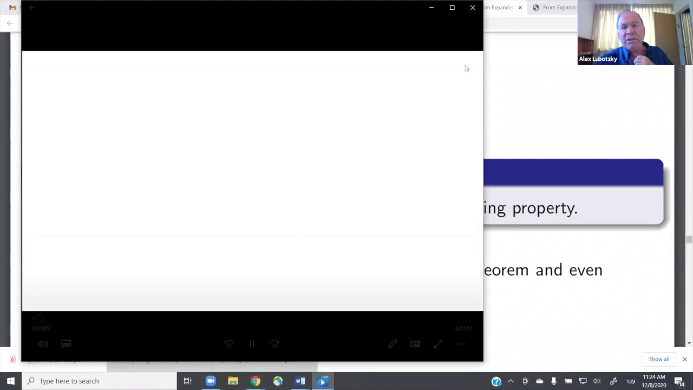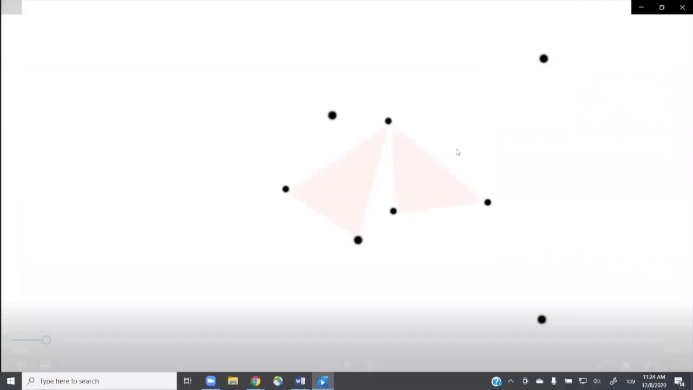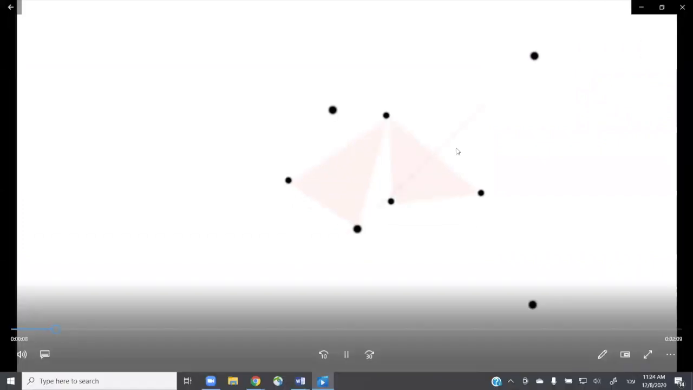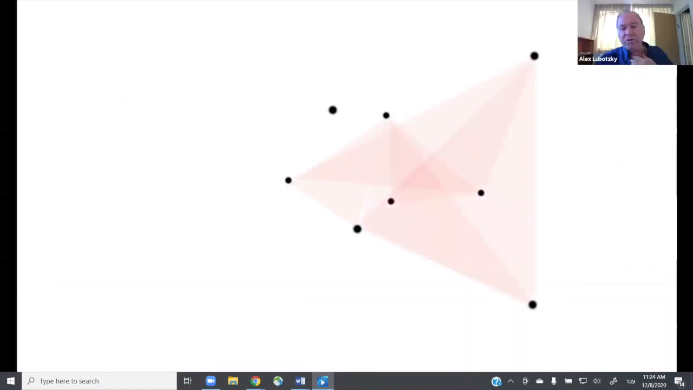And let me illustrate now with a movie. Do you see the movie? Yes. Okay, so this is a little movie which illustrates Gromov's theorem.